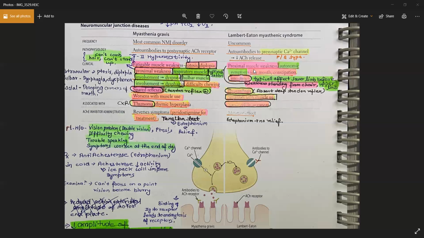Okay, so that would be all about Lambert-Eaton syndrome. And can anyone tell me how you can differentiate between Lambert-Eaton syndrome and botulism?